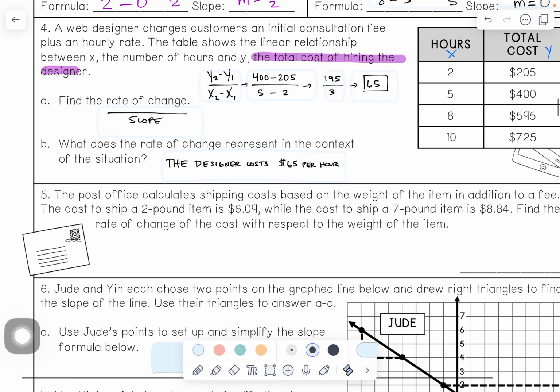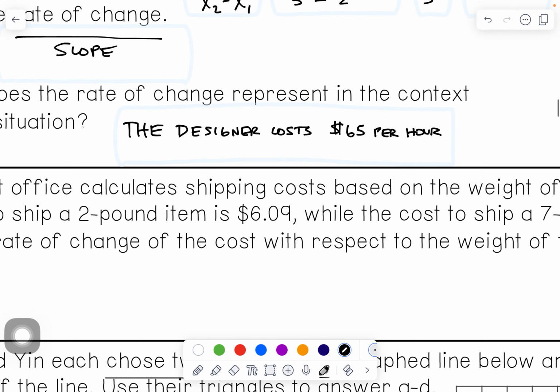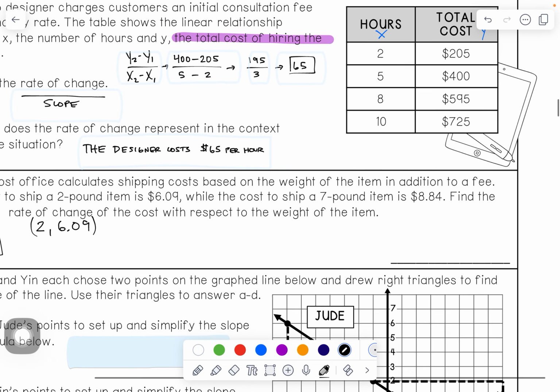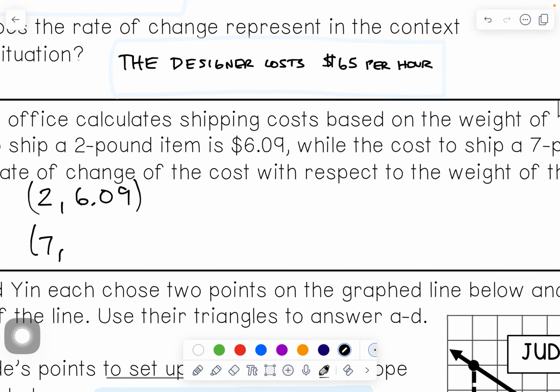Let's try a couple more here. Number 5, okay, no table here, right? We're going to have to extract our values from the actual word problem itself. Post office calculates shipping based on the weight of an item in addition to a fee. The cost to ship a 2-pound item is $6.09. So that's a coordinate, 2, 6.09. While the cost to ship a 7-pound item is $8.84. Okay, so again, there's my second coordinate.